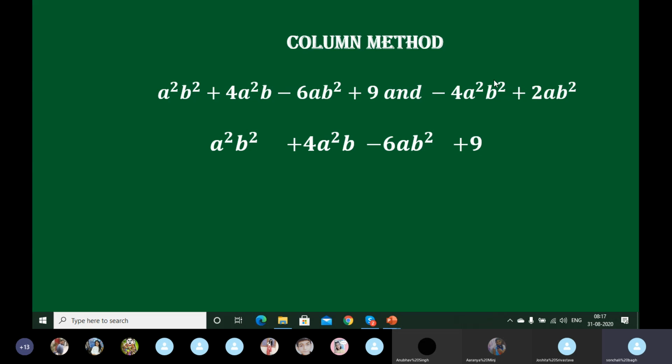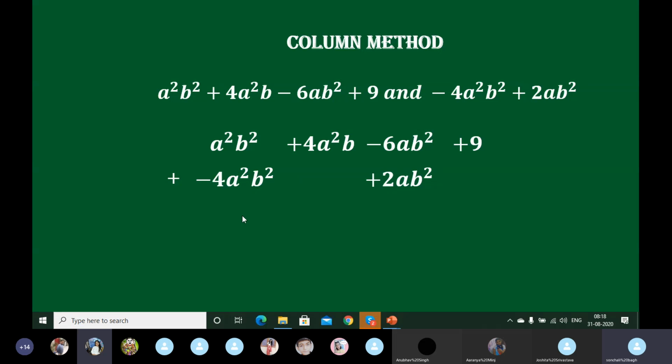Take the second step and write the terms below the like terms. For example, here a square b square is given. You will write minus 4a square b square below a square b square. Then 2ab square is given. You will write it below its like term, minus 6ab square. So you will write plus 2ab square below that term. Understood how to frame the column? Any confusion in framing the column?